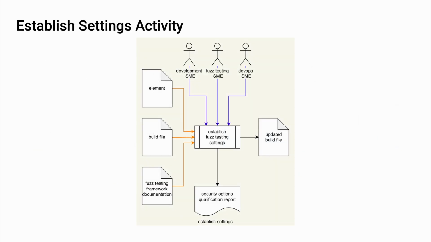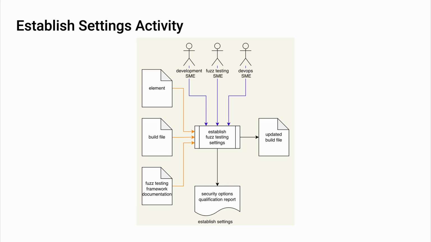Within the settings establishment activity, the development SME, fuzz testing SME, and DevOps SME take the element, the build file, and the fuzz testing framework documentation, and establish a set of element-specific settings to be used for fuzz testing. These are put into an updated build file and produce a security options qualifications report. If this diagram seems really information dense, that's because this is an encapsulation of the secure settings process.